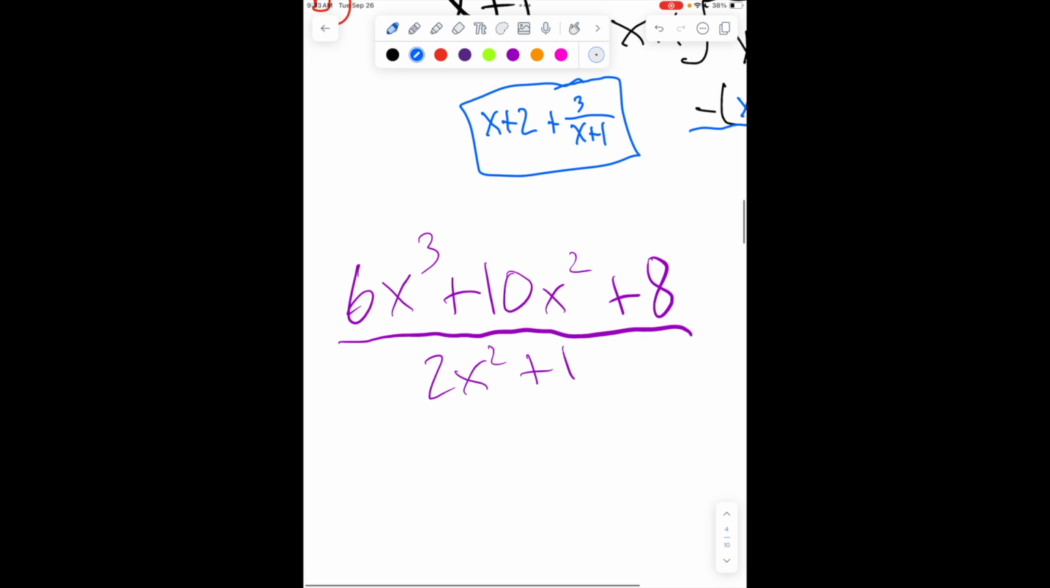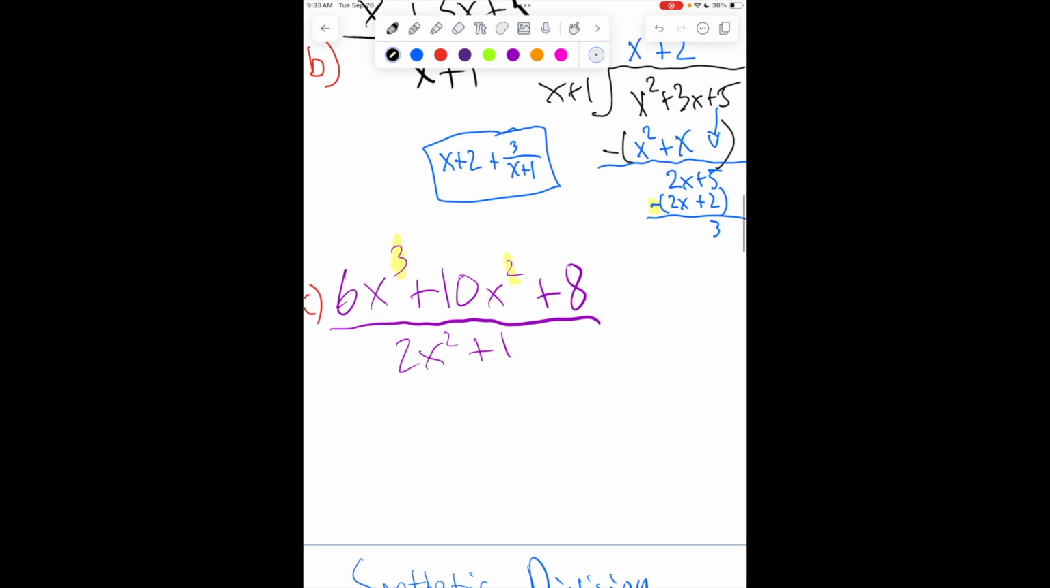Okay, let's take a look at another problem. Notice in this one, again, the exponents, we're actually missing x to the first power, or just x, okay? So when we set up our dividing problem, what we do is we use a placeholder. So I'm going to say 6x to the third plus 10x squared. I'm going to add in plus 0x as a placeholder, and then write everything else just the same.